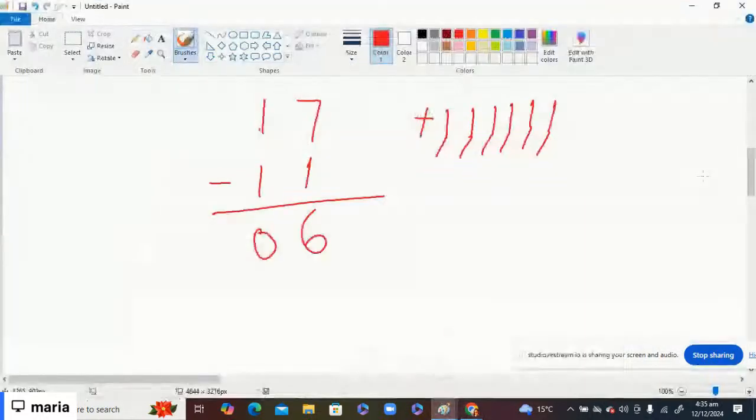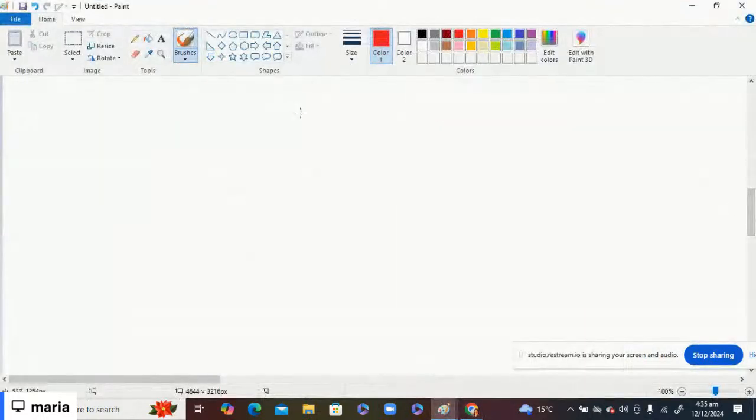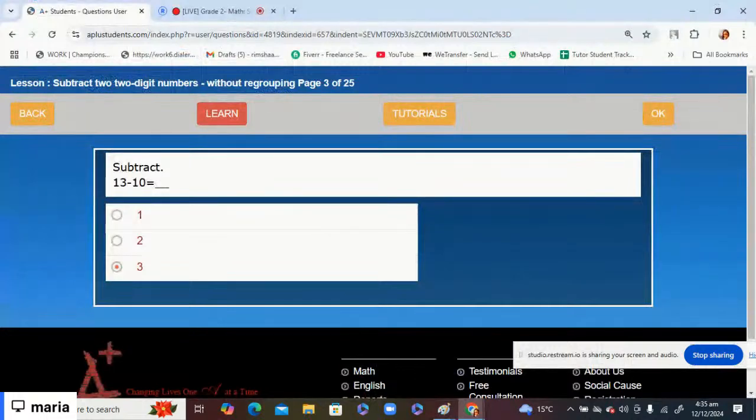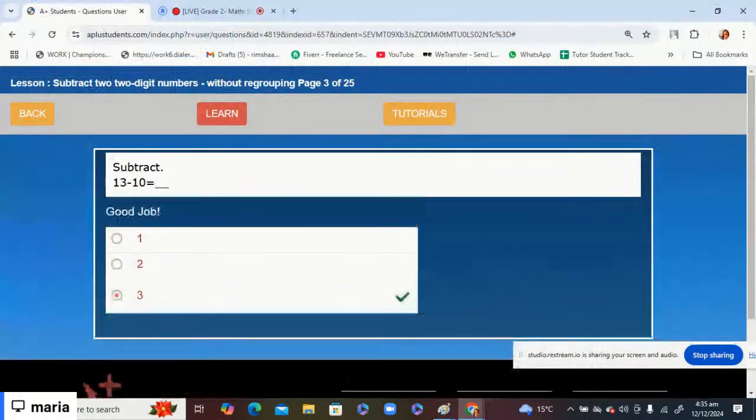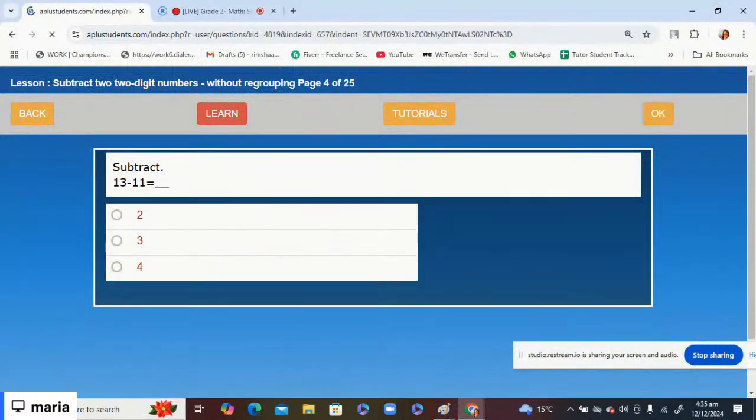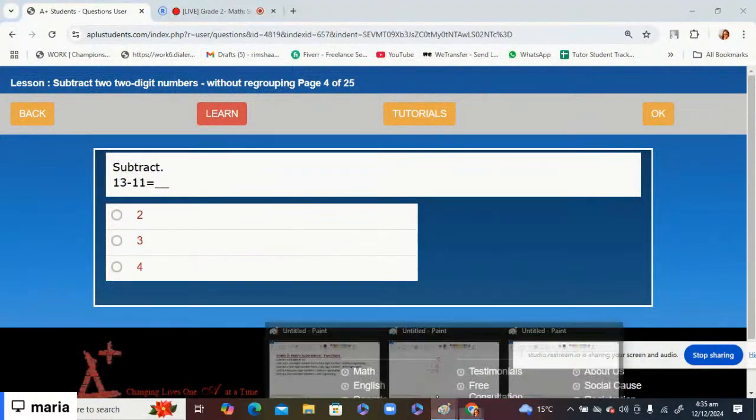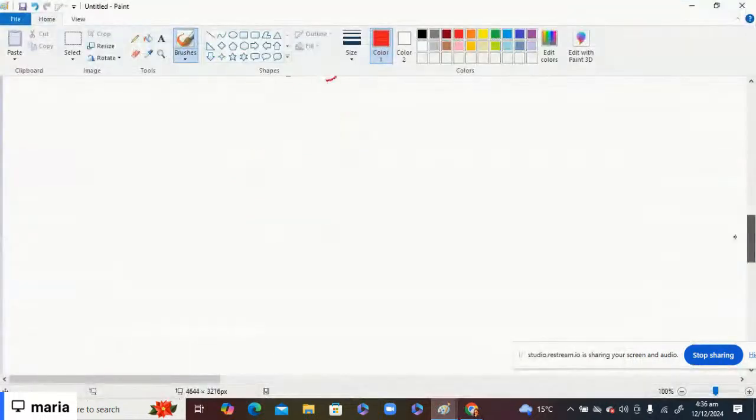13 minus 10. So 3 minus 0. So here we put 3 minus 0. What is the answer of 3 minus 0? That is 3. Okay, because it's nothing, and 1 minus 1 is 0. So the answer is 3 only. Just putting it here, 3. 13 minus 11. So now I'm going to put it here, 13 minus 11.